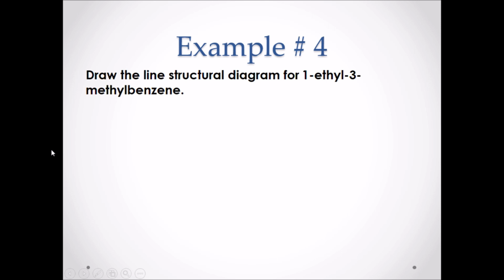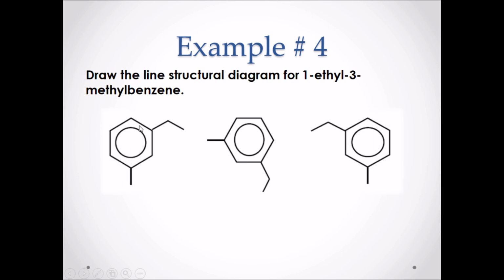Example number 4. Draw the line structural diagram for 1-ethyl-3-methyl benzene. Pause the video and attempt this example. By looking at the molecule name, we can tell that the benzene structure will be the parent. Therefore, it will be at the center of our molecule. We also have 2 branches. At the first carbon, we have an ethyl branch, which can be here. And at the third carbon, we have a methyl branch.